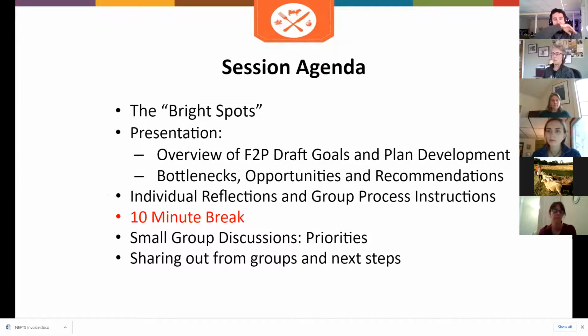And we're gonna look at, I think, parts of at least 6 different briefs. And so Dana did an extraordinary job of trying to distill things down to look at what bottlenecks, opportunities, and recommendations we have in these briefs. We're gonna then break into small groups for a deeper conversation to identify priorities and be able to share those out.